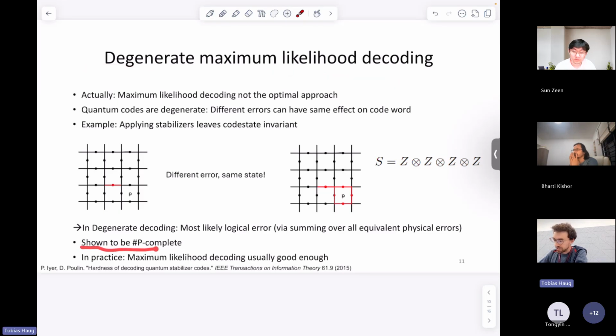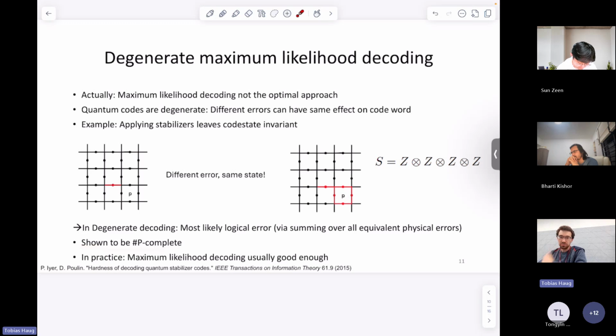In practice, people have shown this is a sharp P complete problem, meaning it belongs to an even harder class than NP. NP is already hard, and sharp P is believed to be even harder. For degenerate maximum likelihood, there are no really good decoders. I mean, there are decoders, but they're all very, very slow. And it's a very complicated problem.